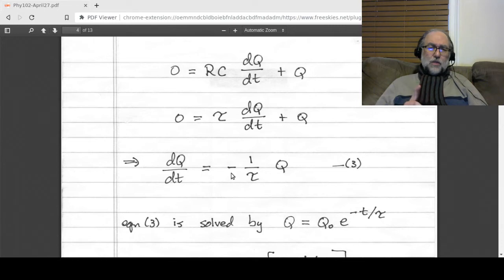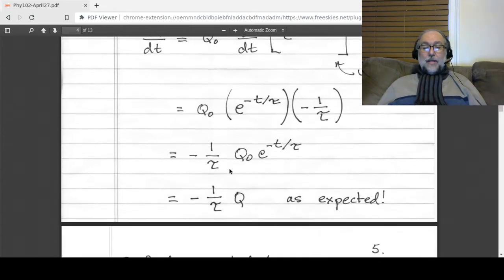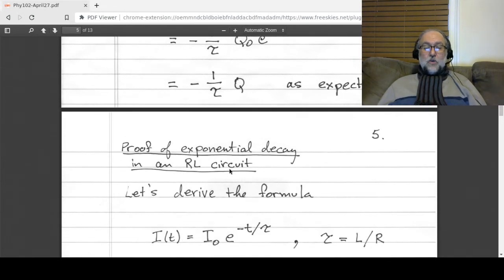And if you differentiate only once with respect to time, what solves this is actually an exponential. So not a sine function, which we'll see a little bit later in the lecture, but an exponential. And so there you go. There's the proof that the charge in an RC circuit, a resistor and capacitor in series, the charge on that capacitor, when it's discharging, will exponentially decay over time, according to this formula here. All right, well, that's it for the RC circuit.